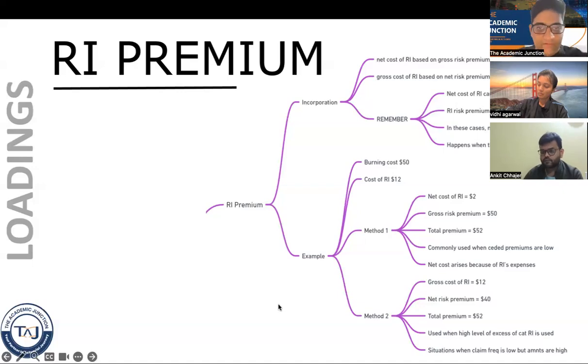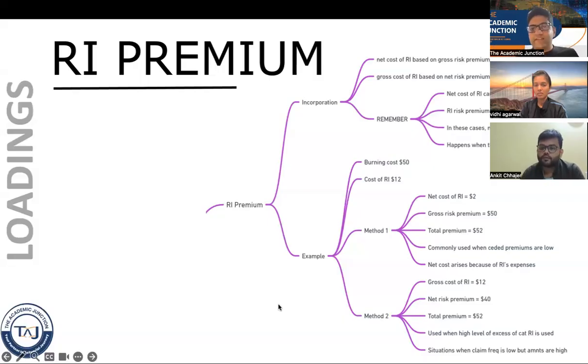So if you look at the two methods that I've explained below, let's assume that the burning cost is $50. Cost of RI is going to be $12, right? Let's assume that the net cost of RI is $2. So in this scenario, the gross risk premium is 50, right? Net cost of RI is $2. So total premium is 52, right? Now, if you go with the second method, the gross cost of RI is $12. Net risk premium, you subtract the $10, which is the reinsurance recovery that you expect, you take it away from the gross risk premium, you get to $40. You add $12, which is the gross cost of RI, you get to $52.